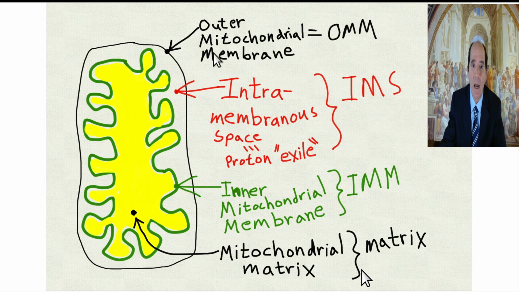Here's the typical mitochondria. Outer mitochondrial membrane is called outer mitochondrial membrane, OMM. The inner mitochondrial membrane, IMM. And then the space in between the outer and the inner membrane is called the intramembranous space. That's where the protons get pumped, okay? And then the yellow stuff here is the mitochondrial matrix in the center. And this is in a gel phase, the mitochondrial matrix. You need to know that.